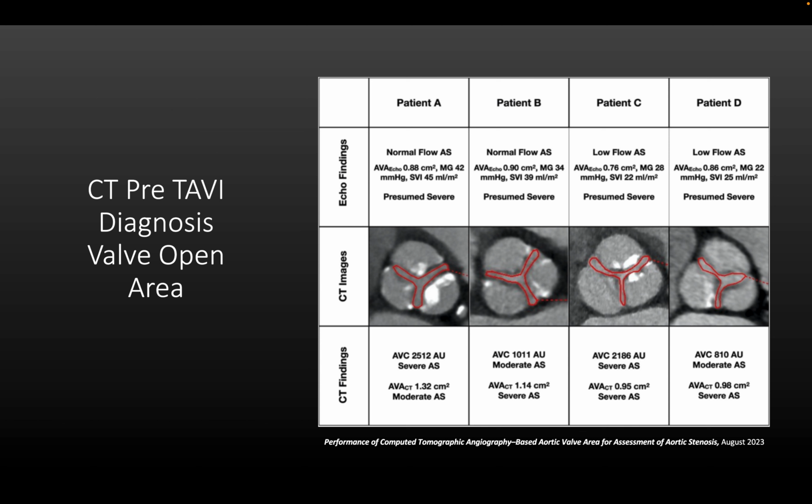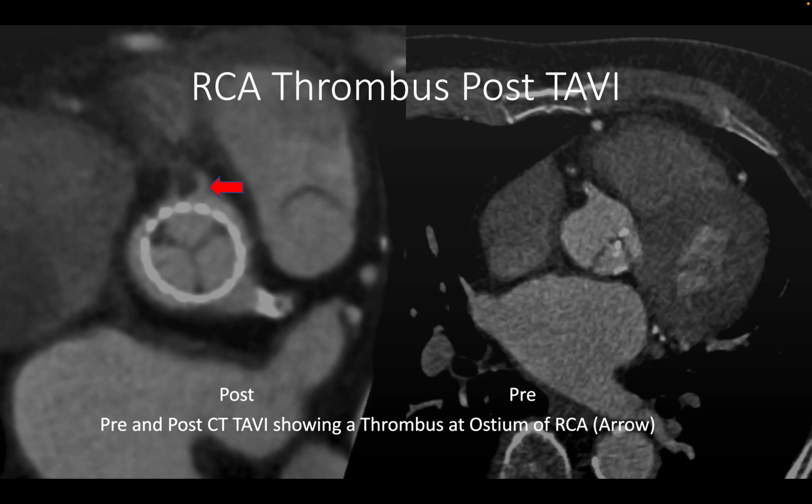Also, sometimes with a poor, difficult echo window, it is hard to measure the aortic valve area. CT can come and measure the opening area clearly and accurately. 1 square centimeter and below is considered a severe aortic valve stenosis that requires management. We can see here, for example, a post-intervention complication; that is before the valve replacement. We could see the coronary ostium is free and patent. However, in this case, there is a thrombus at the ostium just after the intervention.